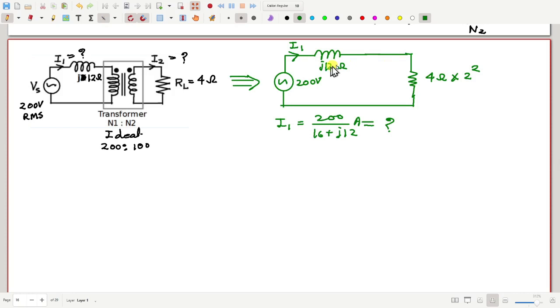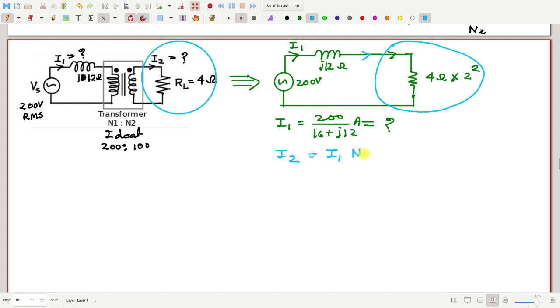This current is flowing through this. But how much is the value of I2? Notice that we have actually changed the secondary circuit, so the current flowing here, which is I1, is not the same as the actual current I2. Once you know I1, you can get I2 as I1 multiplied by N1 by N2. That is one way.